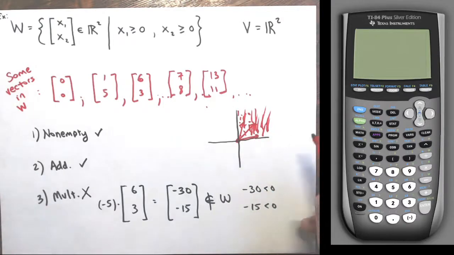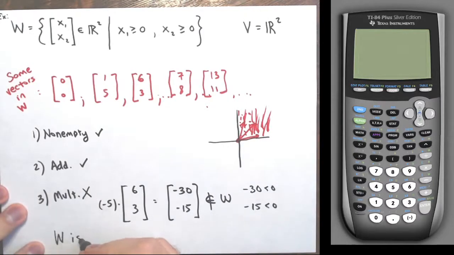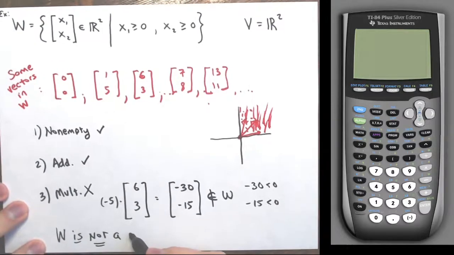So yeah, it's not one of those subspaces of R2 that I mentioned earlier, where it's just the zero vector alone, or a line going through the origin, or R2 itself. Those are the only three kinds of subspaces under the standard definition for addition and multiplication. All right, so W is not a subspace of R2.